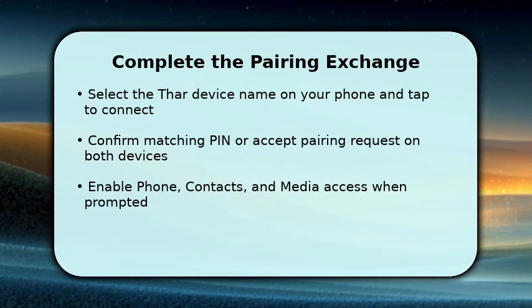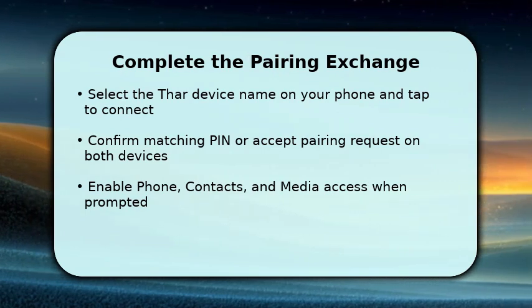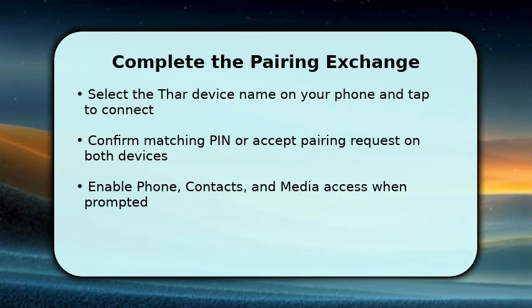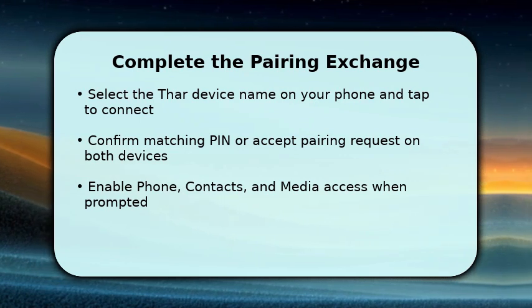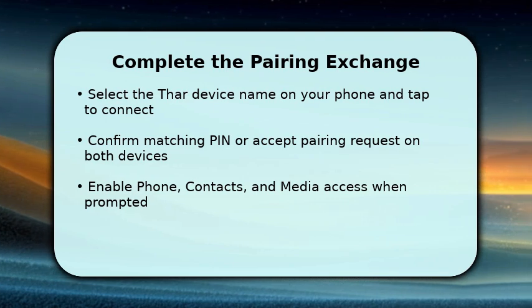You now complete the exchange. On your phone, tap the Thar's Bluetooth name when it appears in the device list, and the car will display or request a PIN. Confirm the matching PIN on both the phone and the infotainment, and accept any permission prompts.